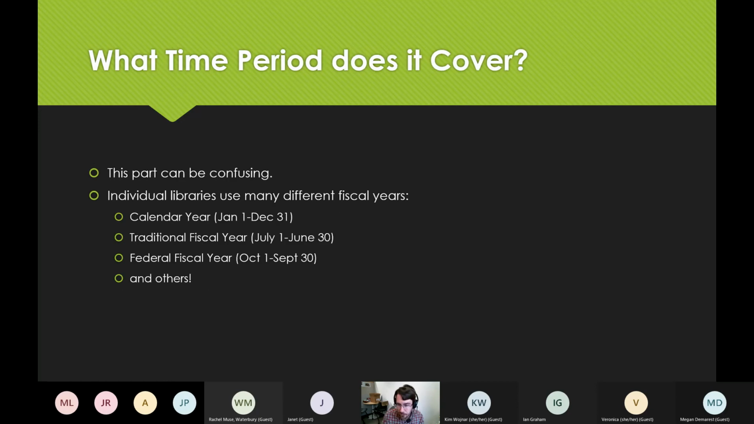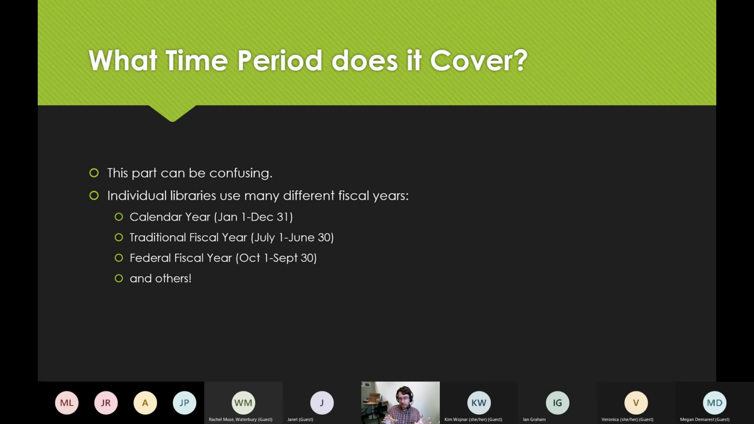All right, so this is a kind of complicated question. What time period does the report cover? It is in fact maybe the most confusing piece of the report in many cases, and it's certainly the one that can trip people up.